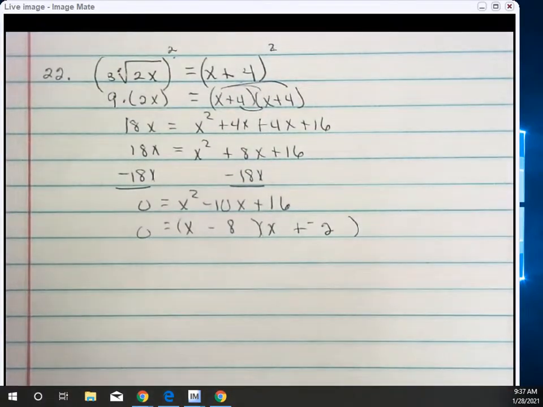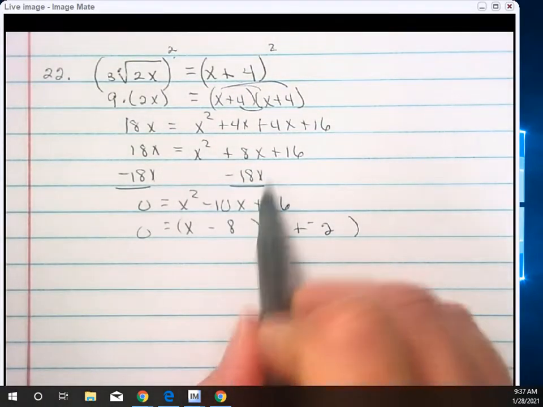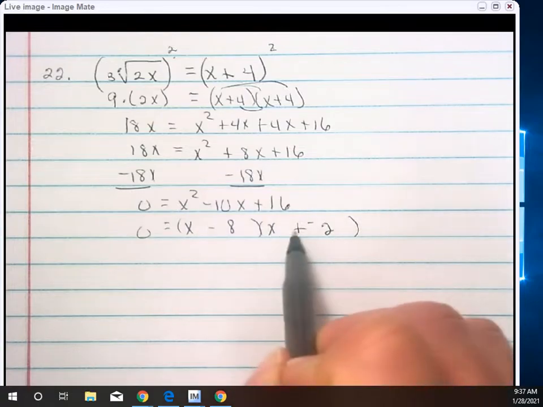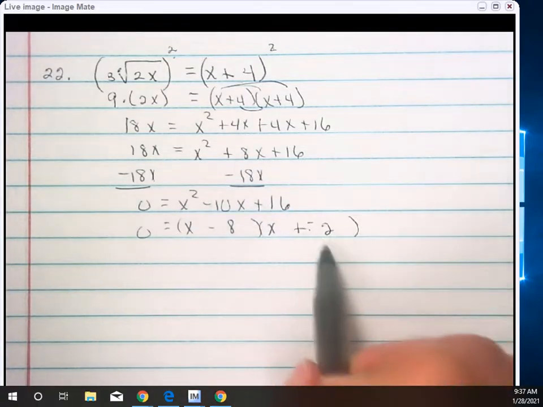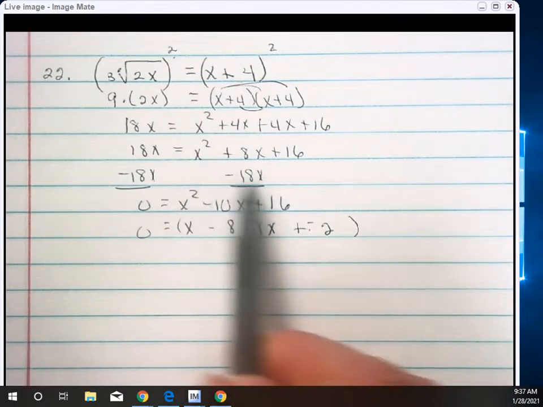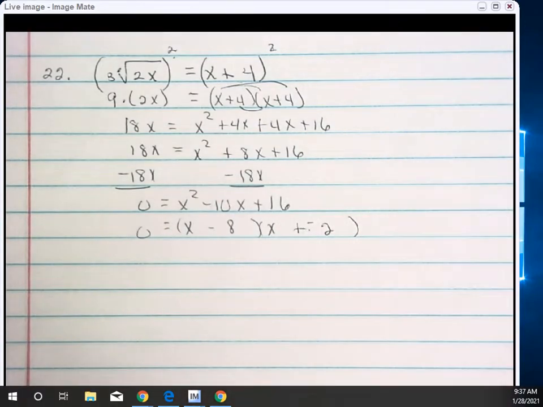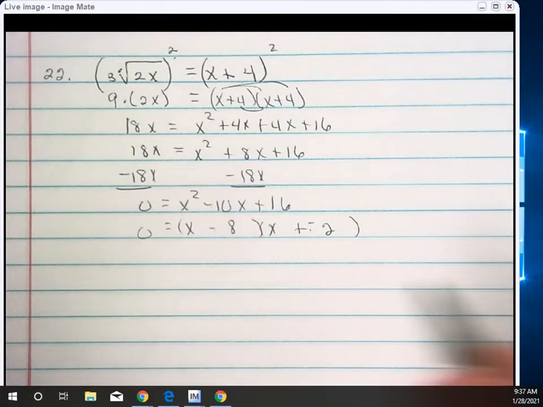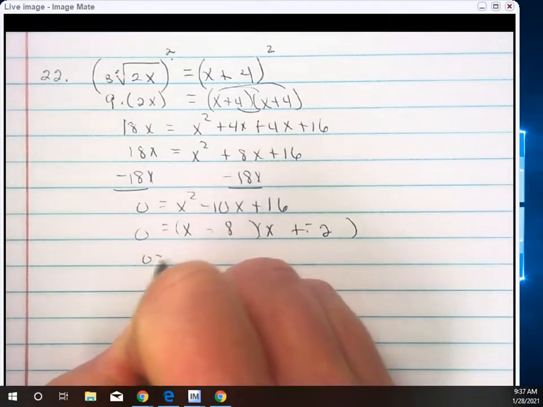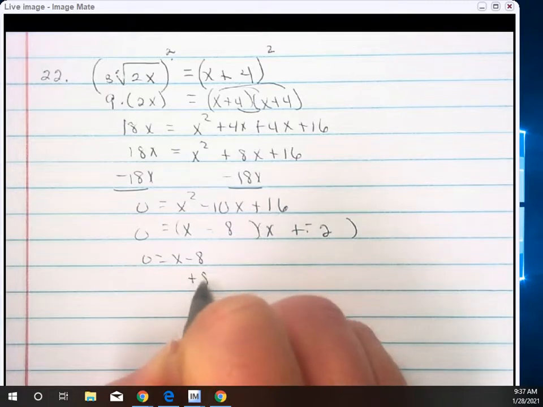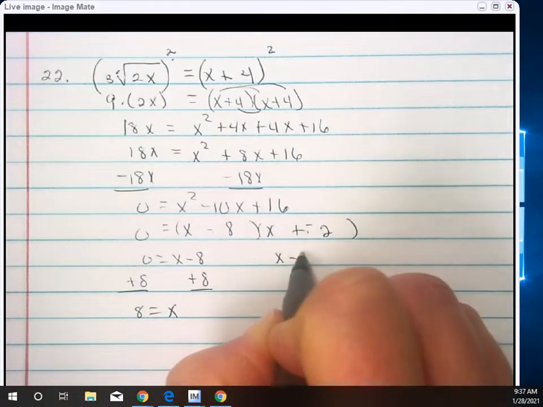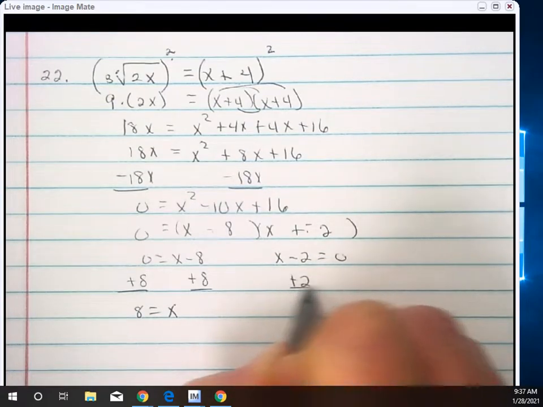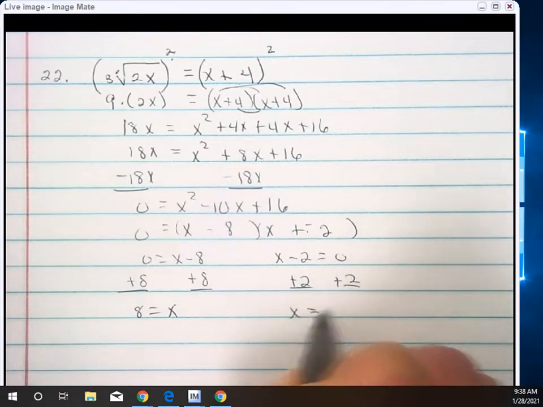8 and 2. Because we are adding, the signs are the same as the middle, so negative 8 and negative 2. Now remember, 1x squared times 16 is 16, so you still could use that factor by grouping method. Set each of these equal to 0. So x minus 8 equals 0, x is 8, and x minus 2 equals 0, add 2, x is 2.